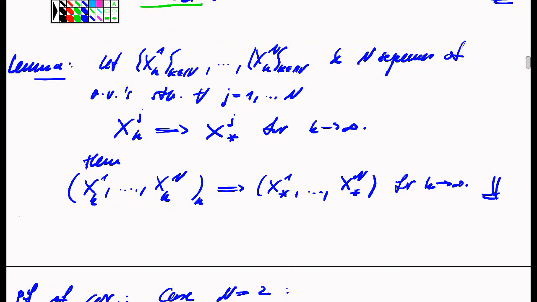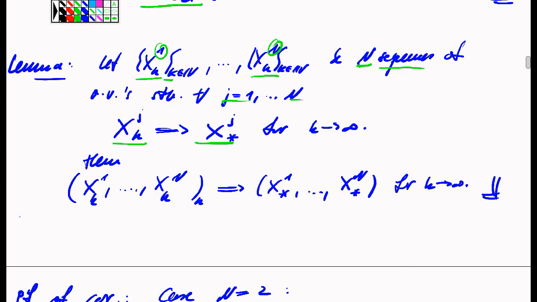So assume we have n sequences of random variables. So you have one sequence x1k, where k is the running index. You have a second sequence x2k, and so forth until you have an nth sequence. So you have n different sequences of random variables, where each of these random variables, for all j from 1 to n, converge in the sense that we had just discussed, namely in the weak sense, to a certain random variable x star with the corresponding index.